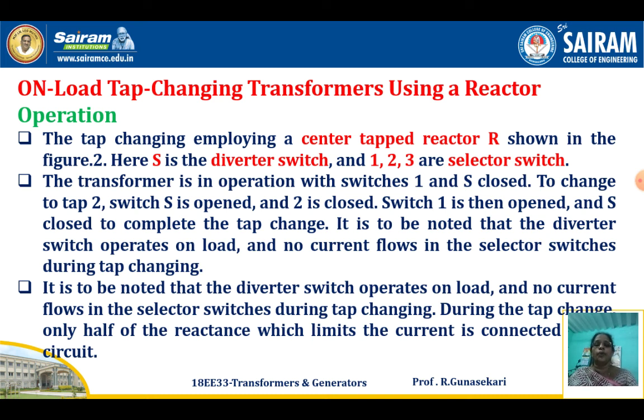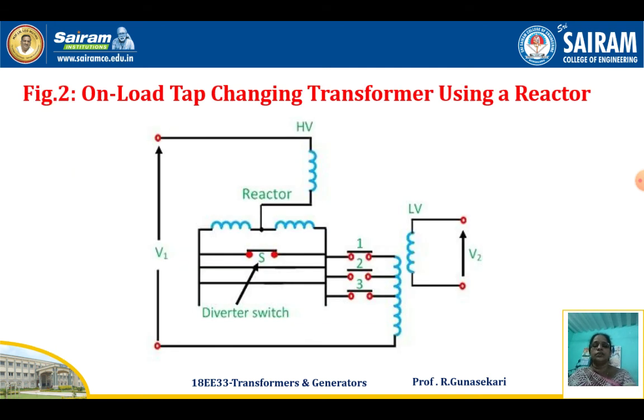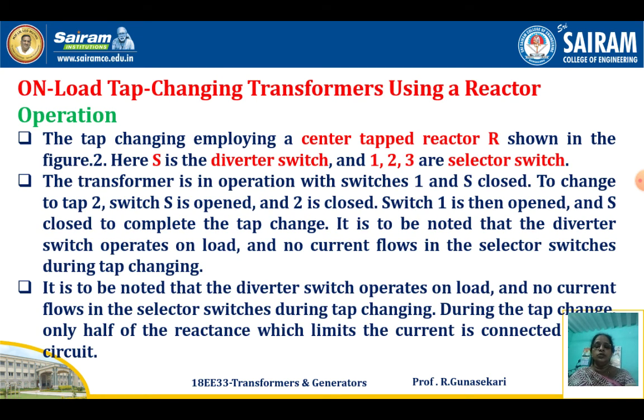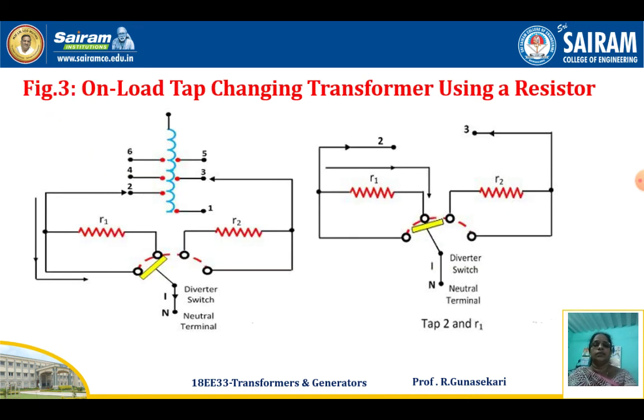The diverter switch operates on load and no current flows in the selector switches during tap changing. During tap changing, only half of the resistance, which limits the current, is connected to the circuit. Because this is a center tapped resistance, only half of the resistor is used to limit the current in the on-load tap changing transformer.